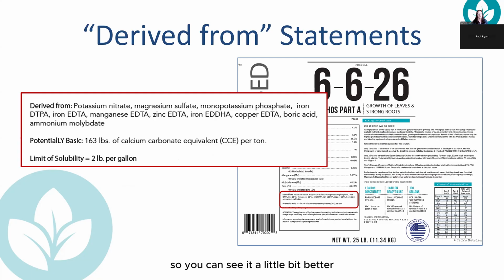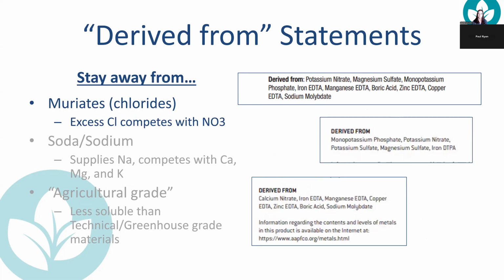I blew it up a little bit so you can see it a little bit better. It lists all of the individual raw materials that are in that particular bag of fertilizer. So you can identify where each of the nutrients in the guaranteed analysis is coming from. There are a couple of red flags to be watching for on derived from statements. The first one that you really want to look for and stay away from would be anything labeled as a muriate. Muriates are chlorides and will add chloride to your nutrient solution.